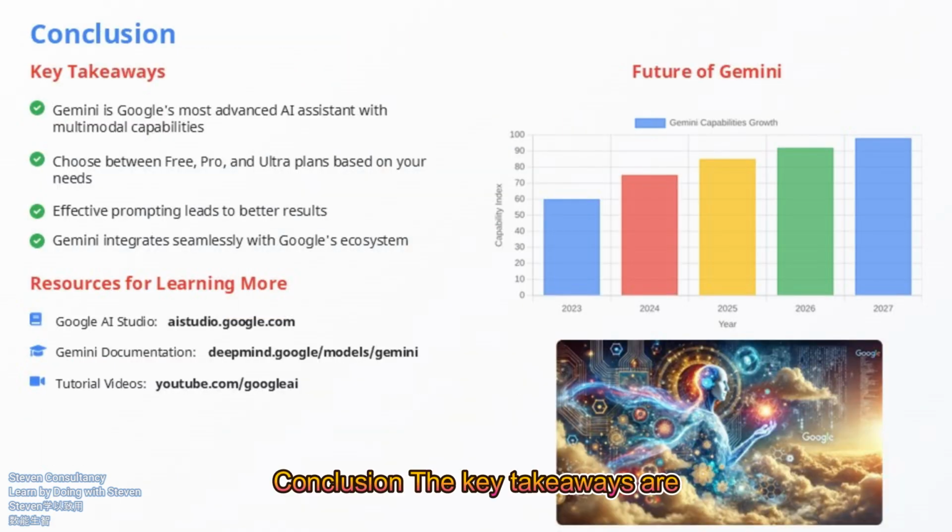Conclusion. The key takeaways are that Gemini is Google's most advanced AI assistant with multimodal capabilities. You can choose between free, pro, and ultra plans based on your needs. Remember that effective prompting leads to better results, and Gemini integrates seamlessly with the Google ecosystem.